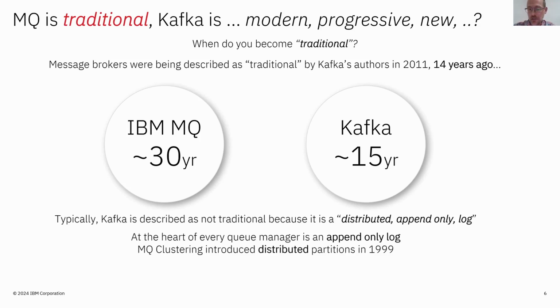And MQ clustering allows the ability to have distributed partitions of queues effectively, and that's been around since 1999, so the last 25 years. So at a high level, even if you go deeper into it, the core technology underpinning Kafka isn't that dissimilar to the core technology underpinning MQ. It's how that core technology is exposed to the application. MQ applications don't know that there's a distributed append-only log. They just interact with the queue and send and receive messages.